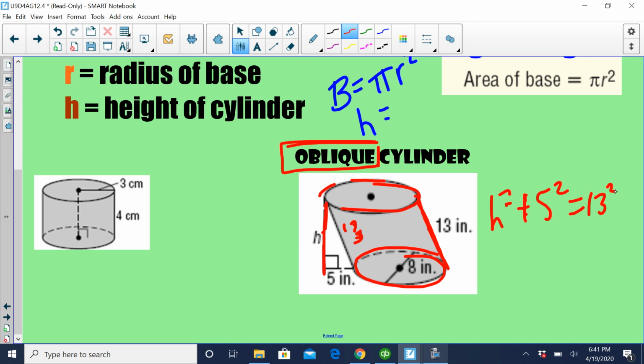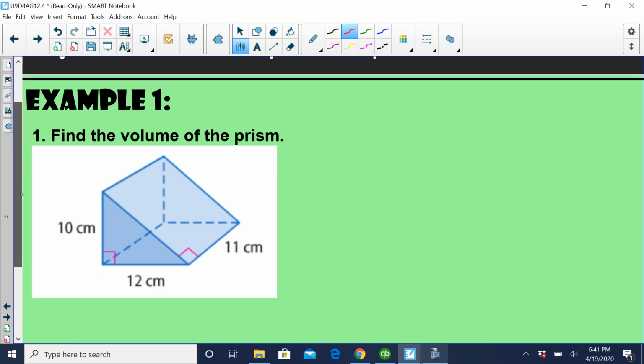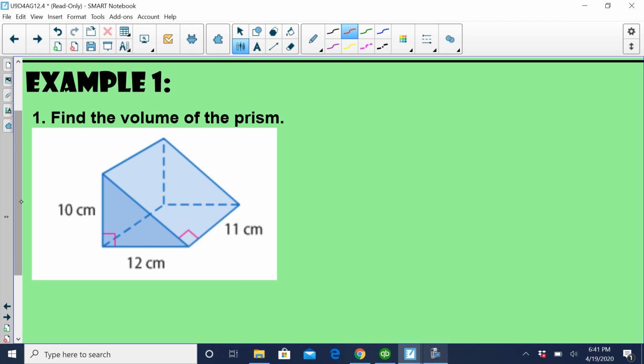We're going to practice with some of these pieces, okay? So I think I have 5 example problems, and then you guys just get practice on your assignment. Okay, so here we go. Finding the volume of a prism, okay?